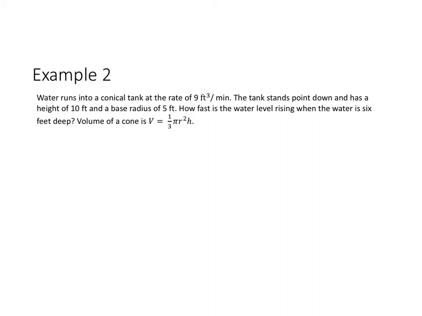So now let's look at another example that's a little bit harder. In this case, we've got water running into a conical tank at the rate of 9 cubic feet per minute. The tank stands point down and has a height of 10 feet and a base radius of 5 feet. How fast is the water level rising when the water is 6 feet deep? And they help us out by giving us the formula for the volume of a cone. It's equal to 1/3 pi r squared h.